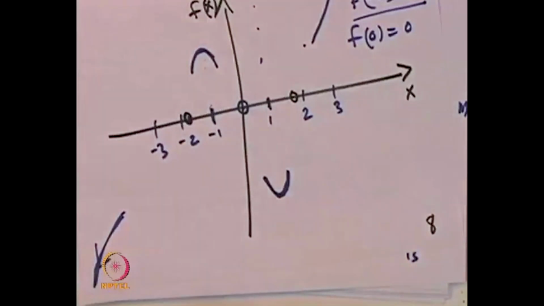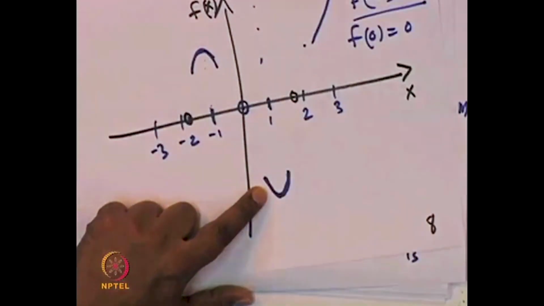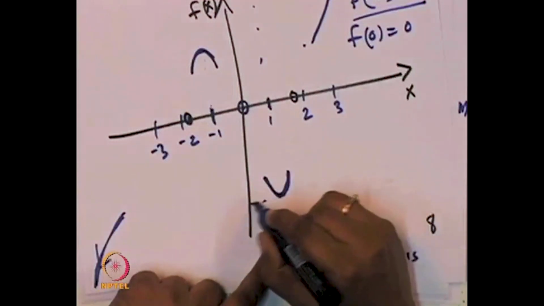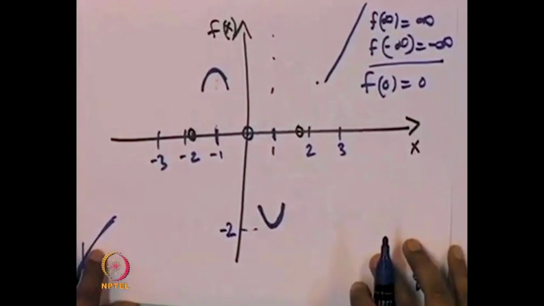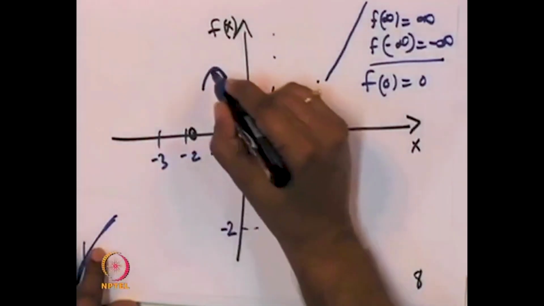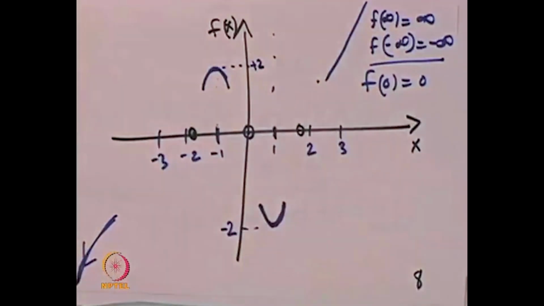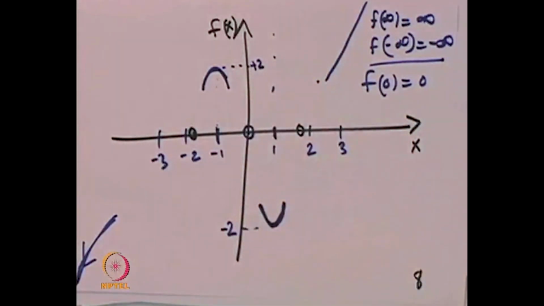This means that at x equal to plus 1 the function is at minus 2, the minimum is at minus 2. And at x equal to minus 1 the maxima happens at plus 2. So, at plus 2 there is a maxima and at minus 2 there is a minima. So, we know this much, we know a lot of things now.